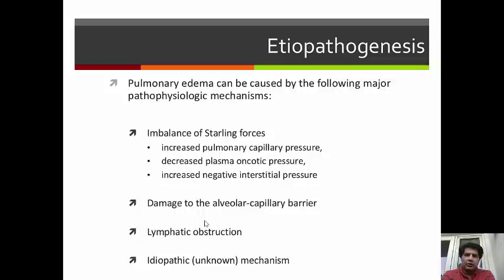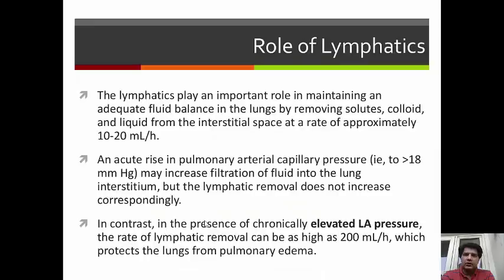All these factors are important, and we'll discuss how they matter in a while. Obviously, lymphatics also play a role, as they can help in drainage. But when you have increased pulmonary artery capillary pressure greater than 18 millimeter of mercury, the lymphatics can fail. So that is acute pulmonary edema. Compare it to a chronic condition, where the pressure rises very slowly, and the lymphatic drainage can go up to 200 fold. So this is very important: the acuteness of the event is also important in pulmonary edema. If it is chronic, then the risk will be low.